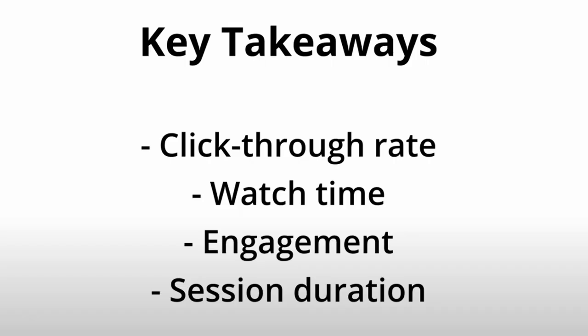Here's a quick recap of what we just covered. Number one, click through rates, thumbnails, and titles are key for getting clicks. Two, watch time. The more people watch, the better your video will perform. Number three, engagement such as likes, comments, and shares. Four, session duration. Create content that keeps viewers on the YouTube platform longer. Focus on these four factors, and you'll start seeing real results with the algorithm.